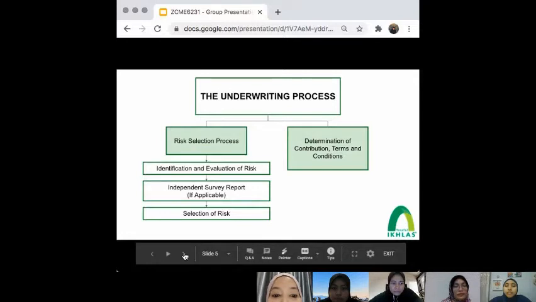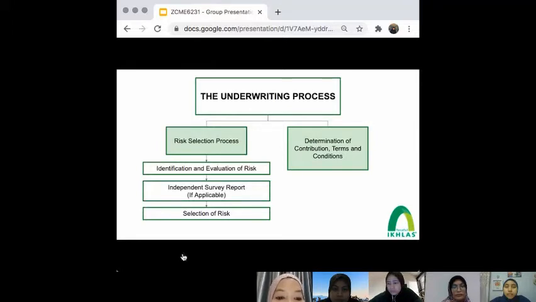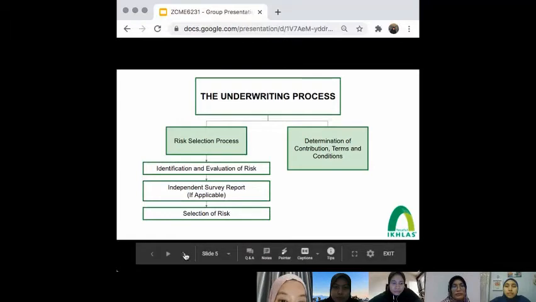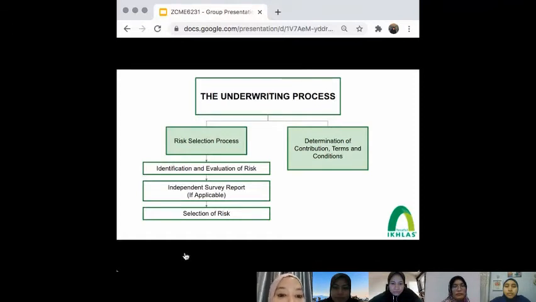Finally, the selection of risk. After the underwriter has identified and evaluated the hazard associated with the proposed risk, the underwriter is ready to decide whether to accept or reject the proposal. If the underwriter decides the risk is a standard risk, the proposal will be accepted. Whereas if the risk cannot be accepted, then it will be rejected.